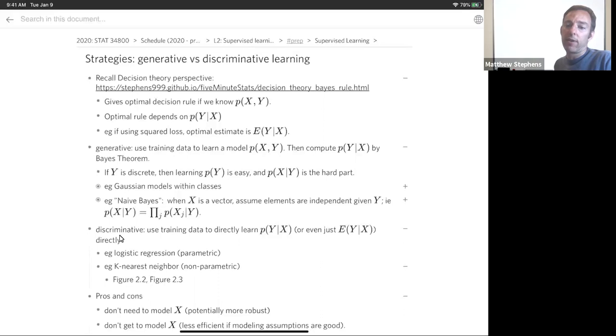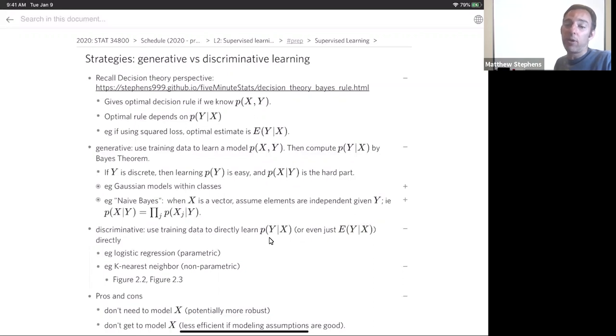Okay, before talking in a little bit more detail, let's just talk about what discriminative learning means. Discriminative learning is kind of a shortcut. Instead of trying to learn the whole joint distribution of x and y and then computing p of y given x, it just directly tries to learn p of y given x from the data. So the idea is we don't need the full joint distribution. We only actually care about p of y given x, or even just the expectation of y given x.